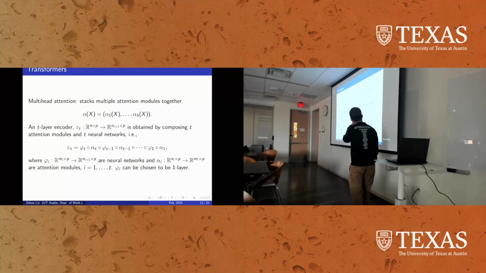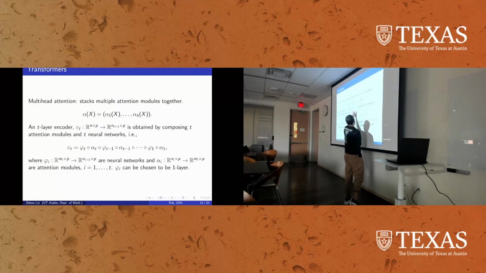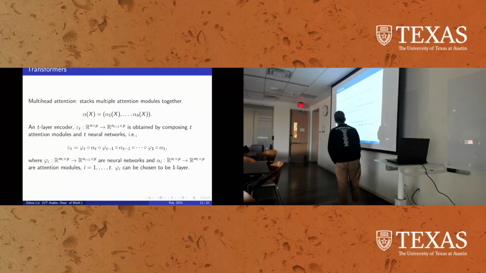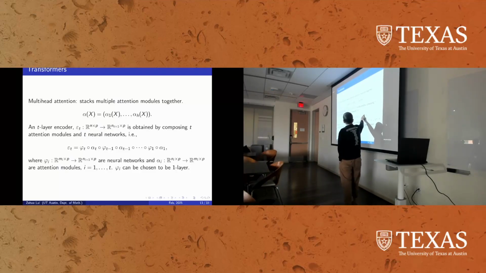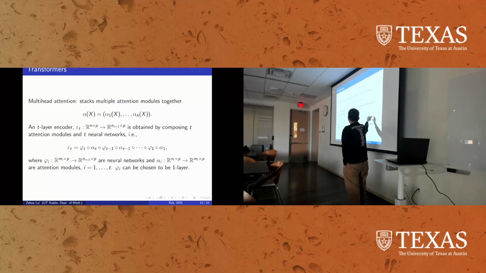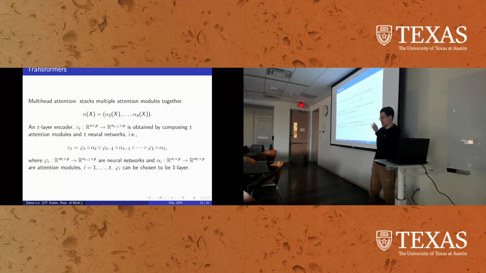And we can also do so-called multi-head attention. It means that we can stack multiple attention modules together vertically, so that we still keep this dimension P, but vertically we can make it very, very high. And then the final transformer would be a composition of multi-head attention modules and neural networks. So we can do one multi-head attention, and then one neural network, and then one multi-head attention, and one neural network, and so on and so forth. This would be a T-layer transformer. We call this whole structure a transformer, or sometimes an encoder.